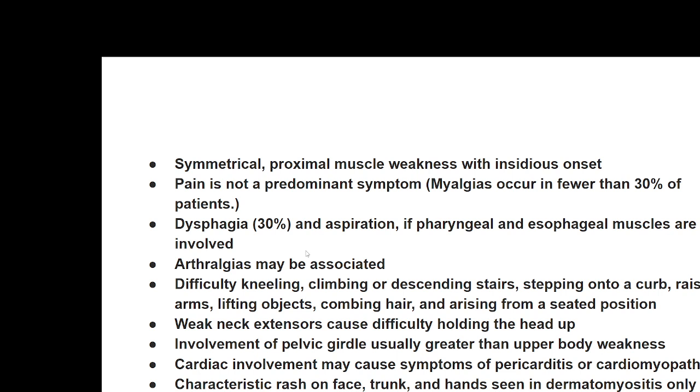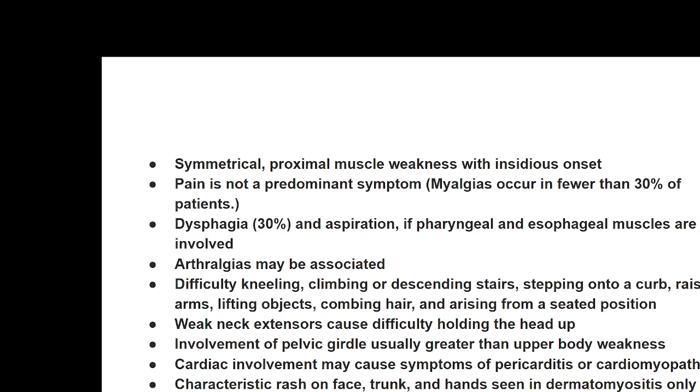The typical clinical presentation will be symmetrical proximal muscle weakness. The thicker, bigger muscles are involved first, and the muscles become weaker with a gradual progressive, insidious onset. Pain is not a predominant symptom in the condition. Myalgia occurs only in 30% of the patients. In patients who present with muscle weakness and skin changes but not much pain, the diagnosis could be dermatomyositis. Dysphagia and aspiration as a result of that is another clinical presentation.